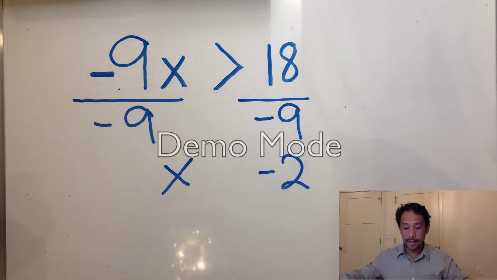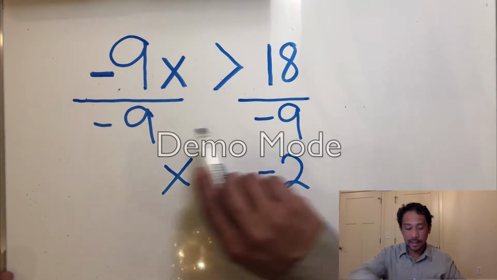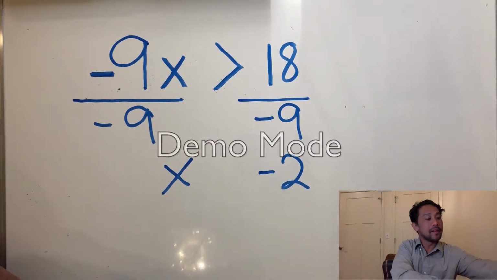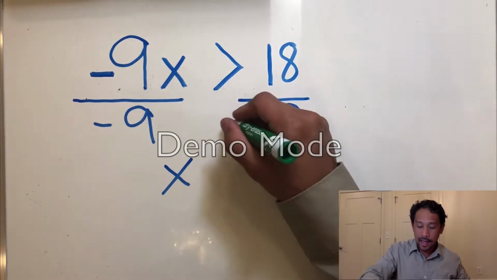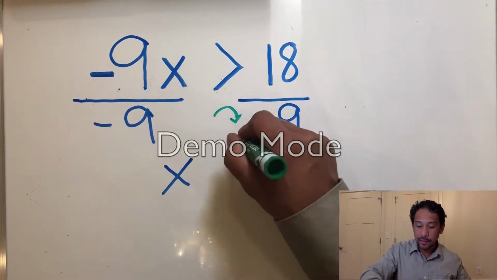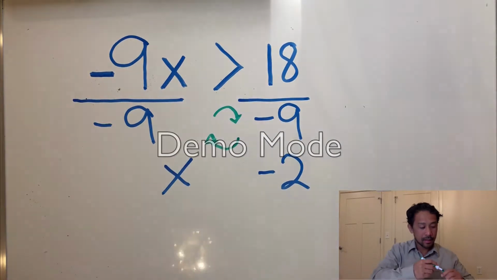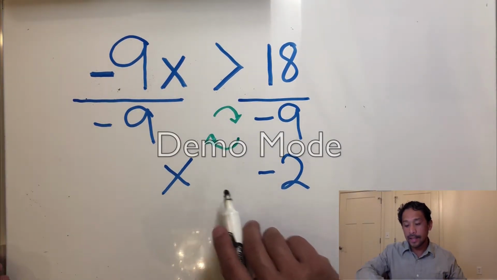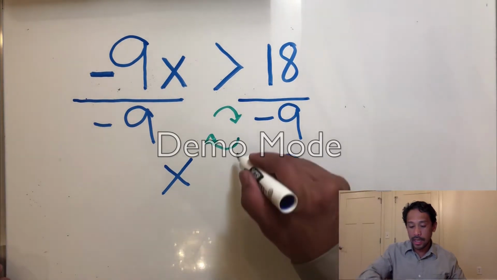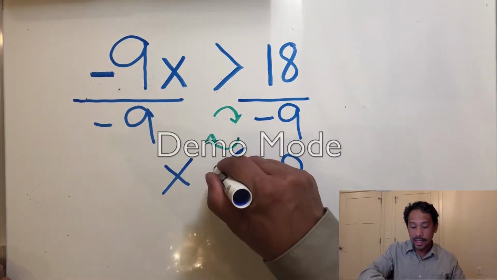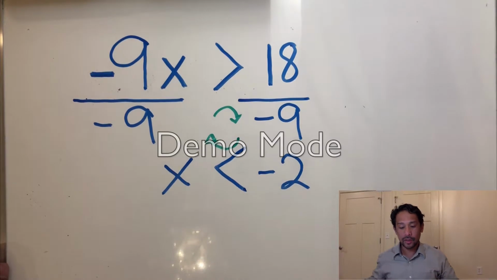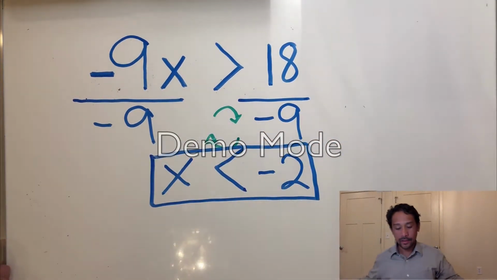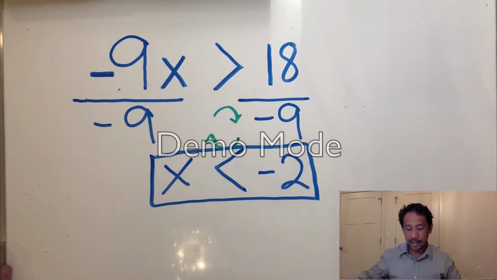But then again, I said the exception. If you are dividing by a negative number, you have to literally flip the sign. This sign will be flipped. So instead of x greater than negative 2, it will be x is less than negative 2. My final answer would be x is less than negative 2.